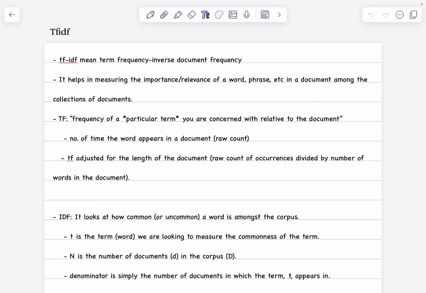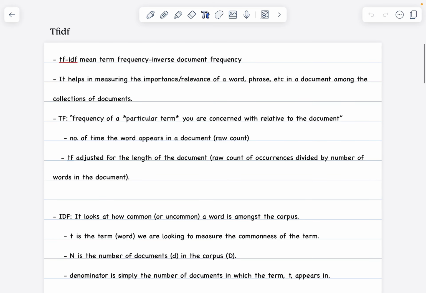Now, term frequency, as the name suggests, is nothing but the count of the word that is appearing in your document relative to the collection of documents that you have. Now, there is another way to represent the same term frequency. You can adjust it based on the number of other words that are present in the document. With that, you can normalize your specific word. So that is one way of representing the term frequency.